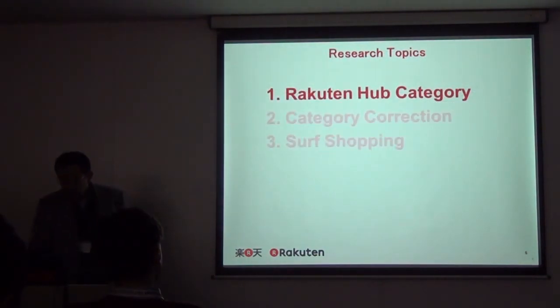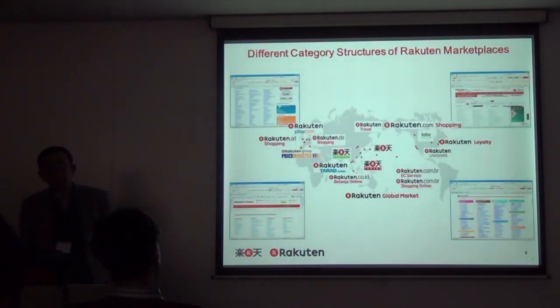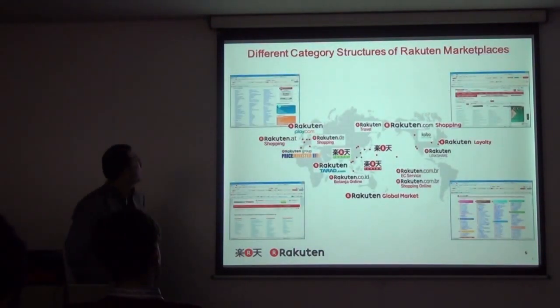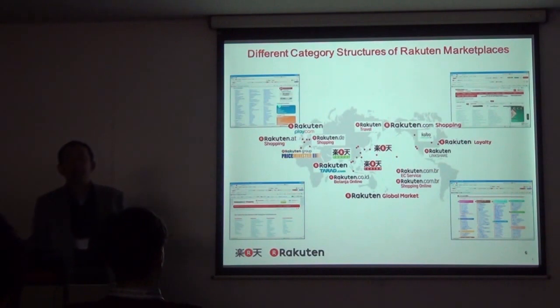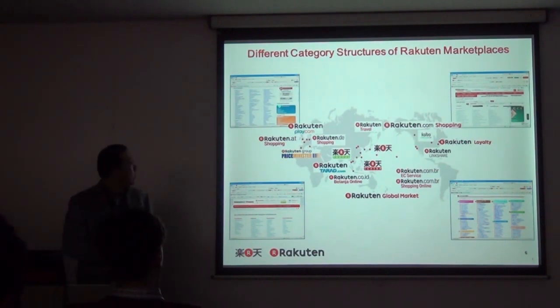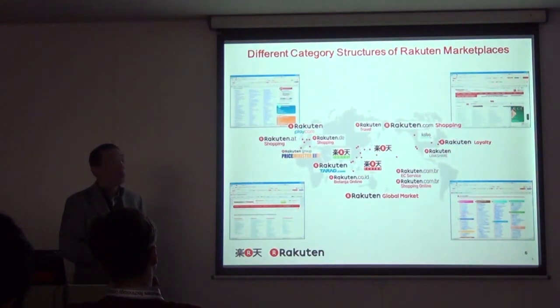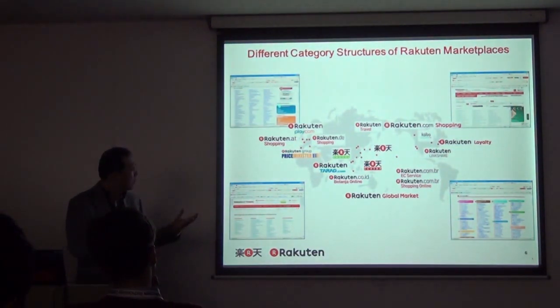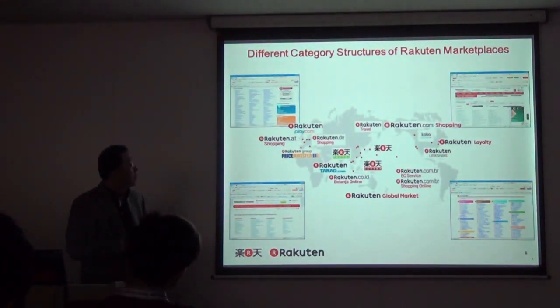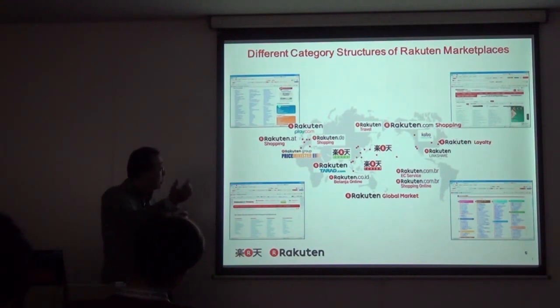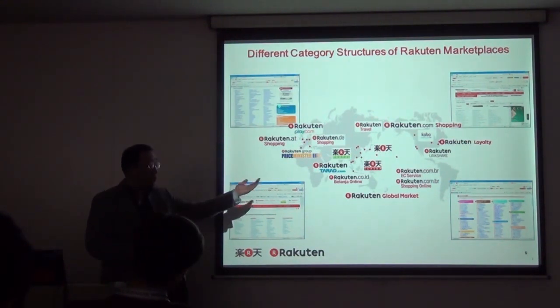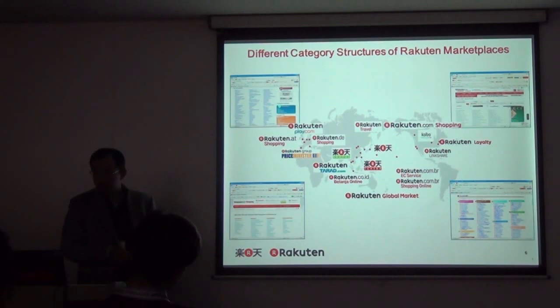One is about the Rakuten Hub category. As you know, Rakuten is expanding to the world. Right now, we are operating marketplaces in 12 countries. And we want to connect them in the future. You know that Amazon has already connected a little bit. And with eBay, you can buy anything from other countries. But we want to do the same thing on Rakuten.